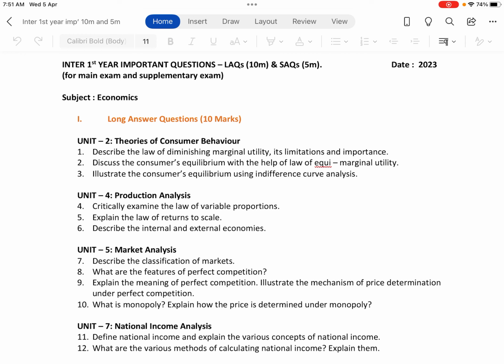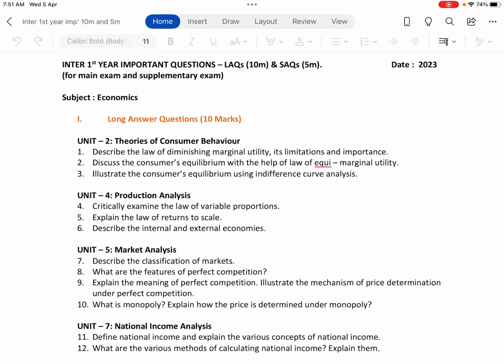The first LAQ, the important question you can expect from Unit 2, theories of consumer behavior. The very important question is the law of diminishing marginal utility. That is the first question: describe the law of diminishing marginal utility, its limitations and importance. This is one of the most frequently asked questions in the board exam. The second question: discuss the consumer's equilibrium with the help of the law of equimarginal utility. And the third one: illustrate the consumer's equilibrium using indifference curve analysis. Out of these 3 questions, one question will definitely appear in the board exam.